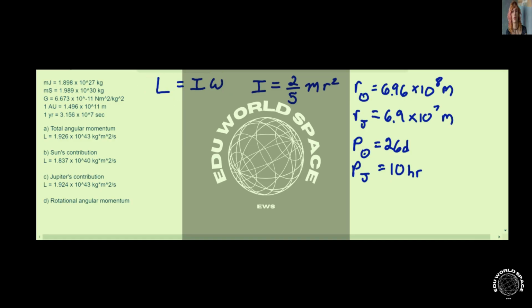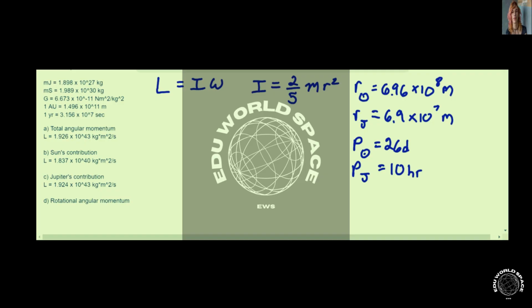So for these objects, which we're going to approximate as spherically symmetric, the formula for the moment of inertia is 2/5 m times r squared, where m is still the mass of the body, and then the r, we are now redefining. R is no longer the position relative to the focus of the orbit. Now r is the radius of the sphere. We're given those numbers. The radius of the sun is 6.96 times 10 to the 8th meters. The radius of the Jupiter is 6.9 times 10 to the 7th meters.